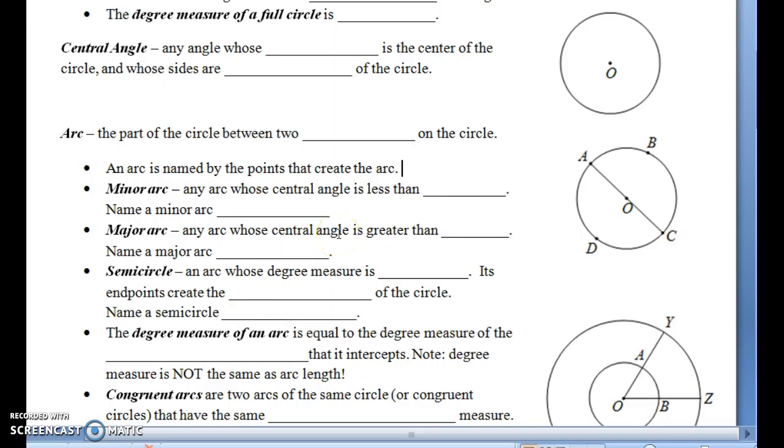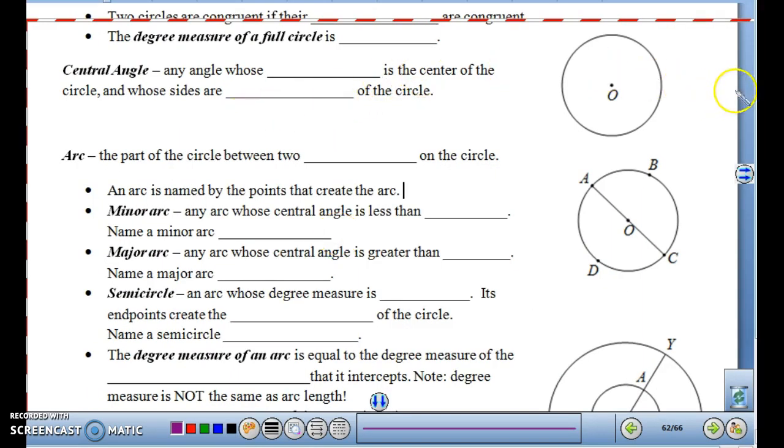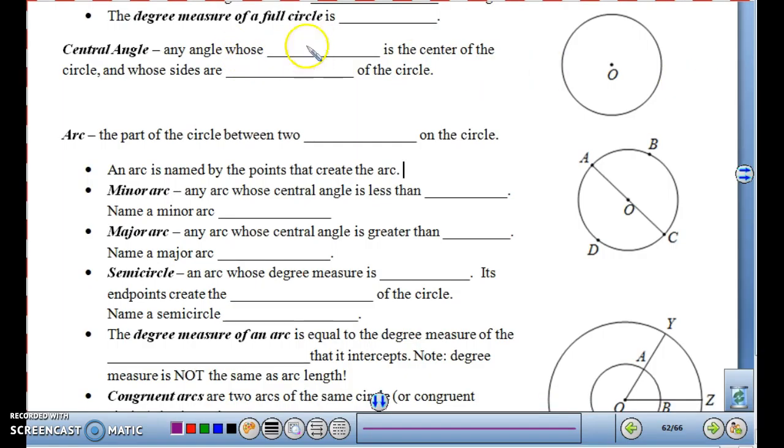All right, now let's talk about different parts that we have on a circle. The central angle. A central angle is any angle whose vertex is the center of the circle and whose sides are radii of the circle. So if I take the center of my circle and I draw two radii out anywhere on the circle, I have created a central angle. This angle right here, usually called theta, is the central angle.